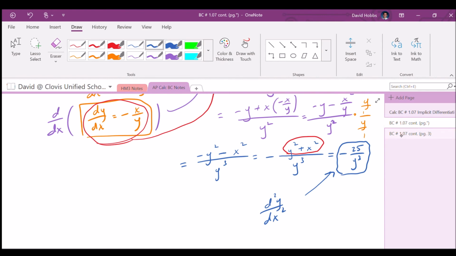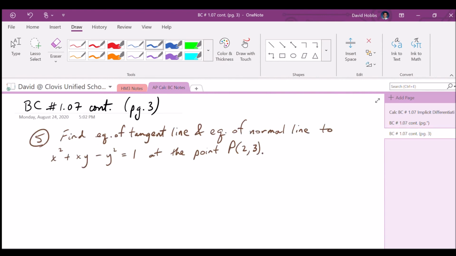Okay, one last problem here. Find the equation of the tangent line and the equation of the normal line to x squared plus xy minus y squared equals 1 at the point (2, 3). Okay, well, if I want the equation of the tangent line, I need dy/dx. So let's get dy/dx.